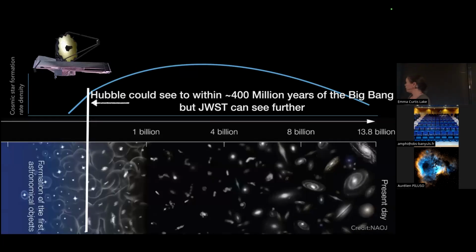So we had a bit of a redshift frontier going on as well. Hubble could see to within around 400 million years after the Big Bang. JWST looks in the infrared. It can see further. It can see to higher redshifts. So we hope that we can see to the very beginnings of galaxy formation and also probably figure out what's happening with that rising cosmic star formation rate density.